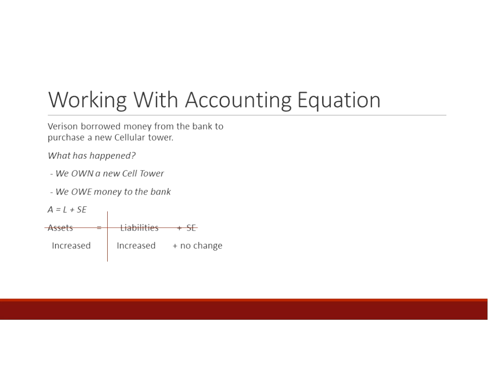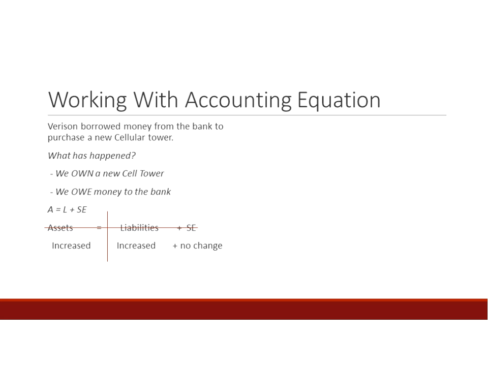So if we put this back over top of our accounting equation, remember that our assets always have to equal our liabilities plus our shareholders' equity. So in this transaction, we've increased our assets on the left-hand side of the transaction, and we've increased our liabilities on the right-hand side of the transaction.